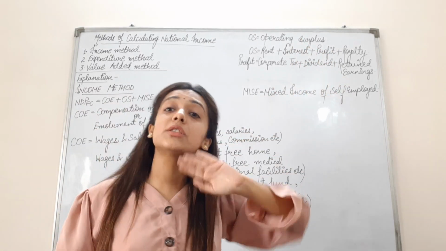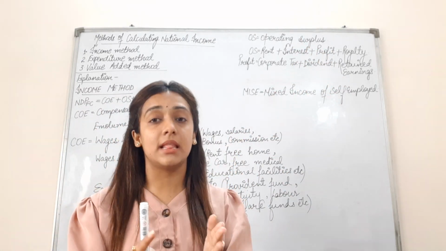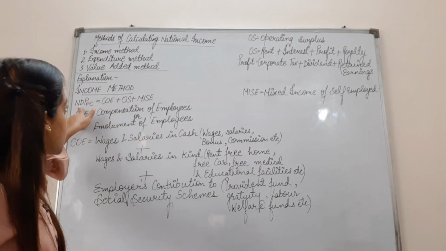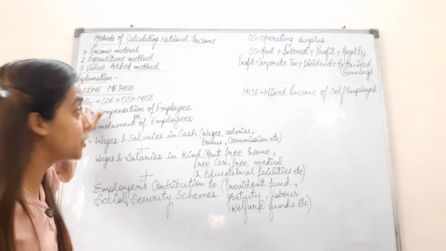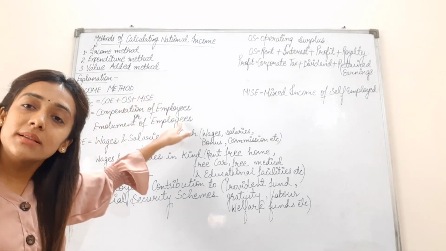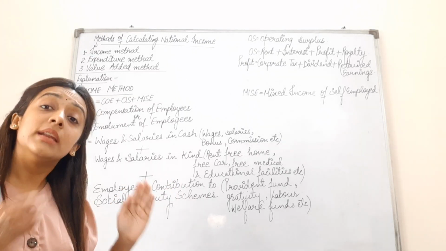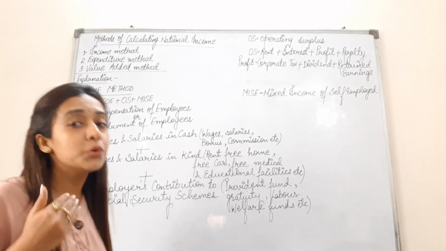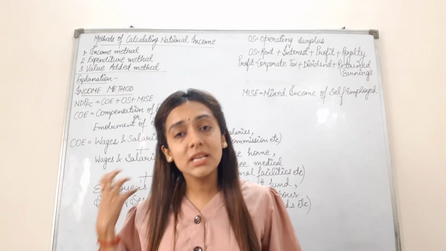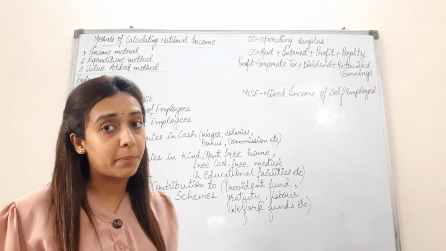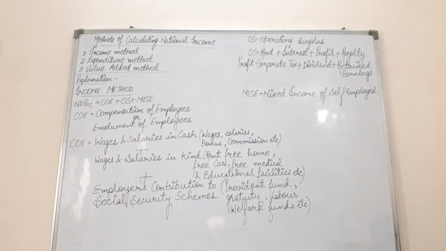And mixed income is always given directly in the question. So NDP at FC is equal to COE plus OS plus MISE. Now we'll go through 2-3 questions of this particular topic and you will understand the topic better. So here the question is.